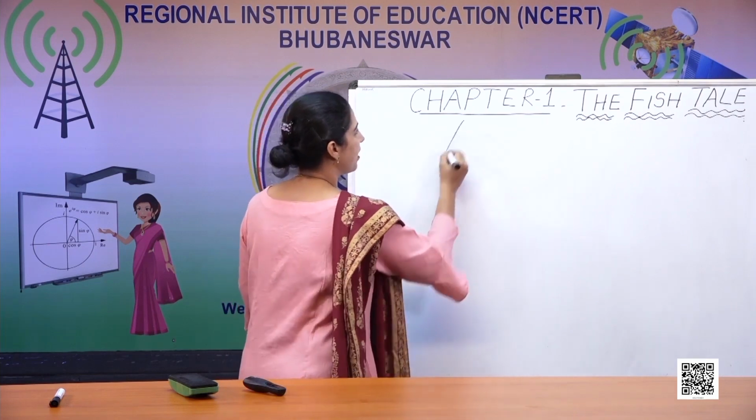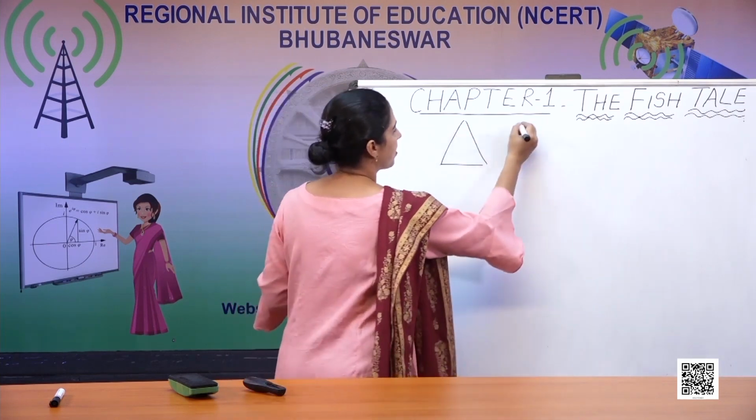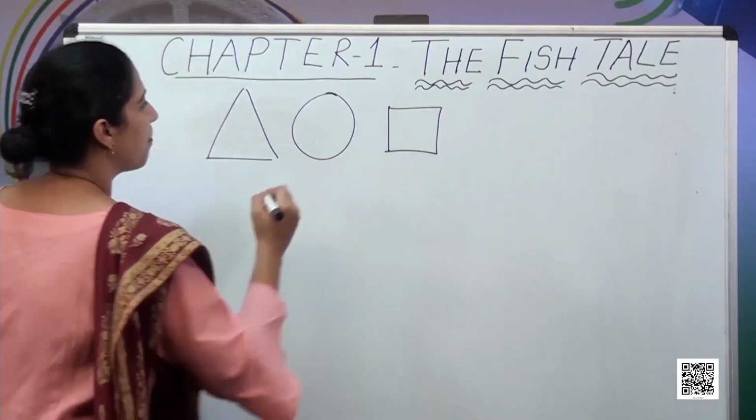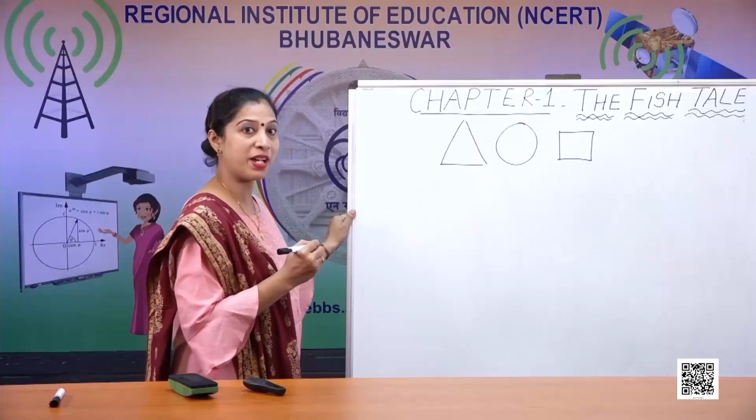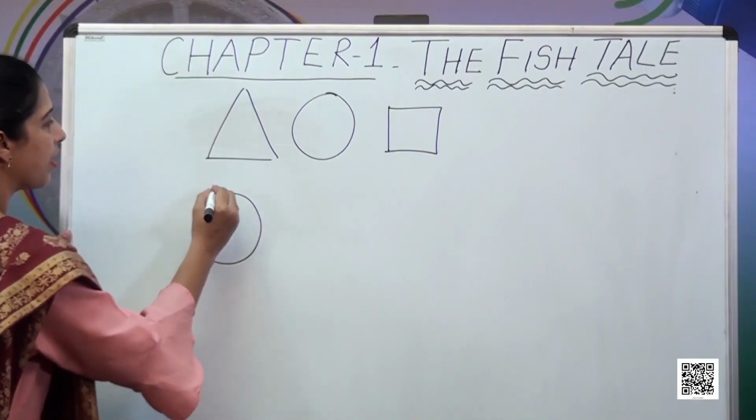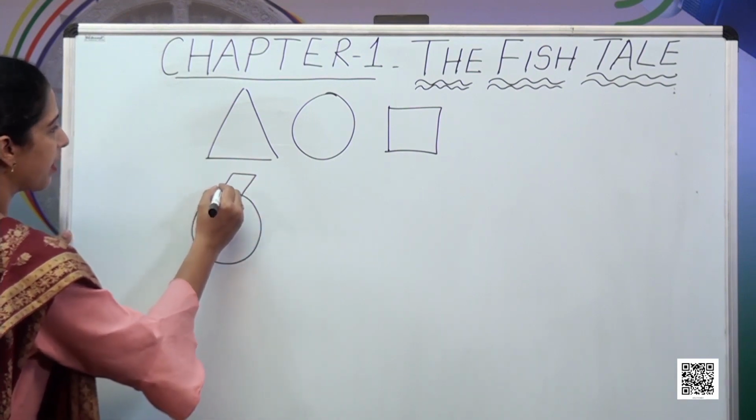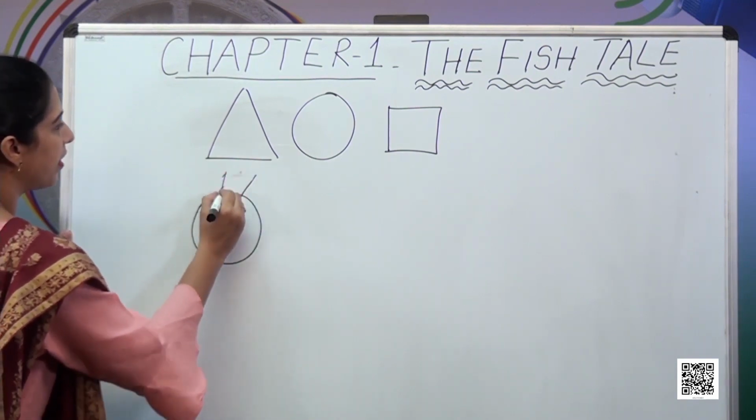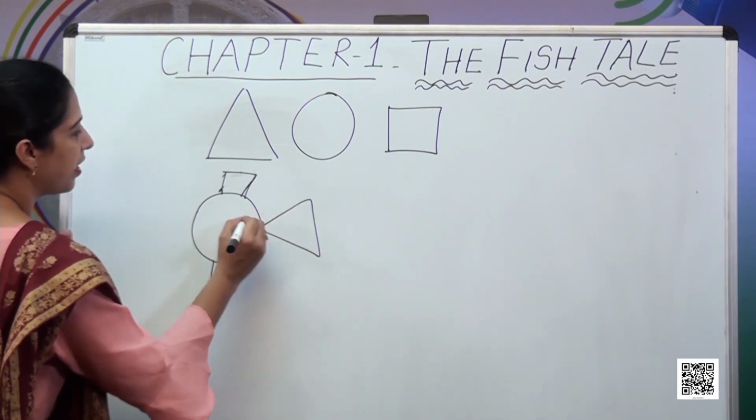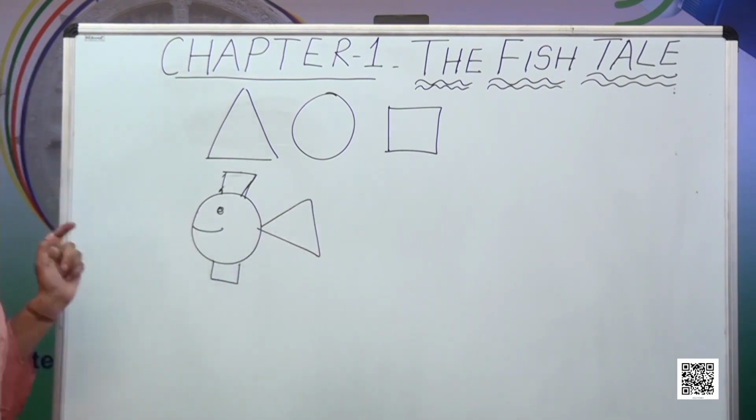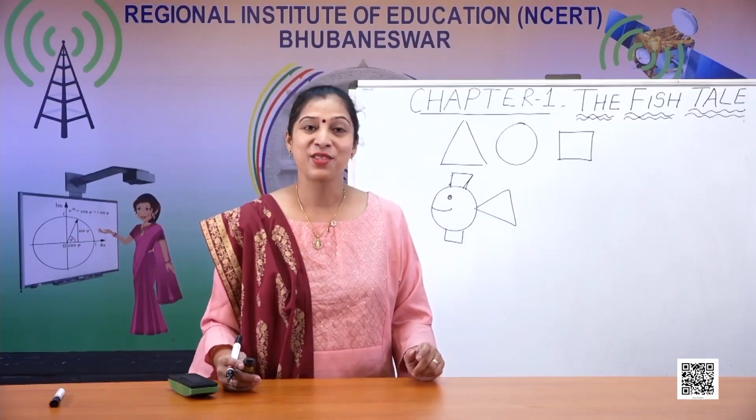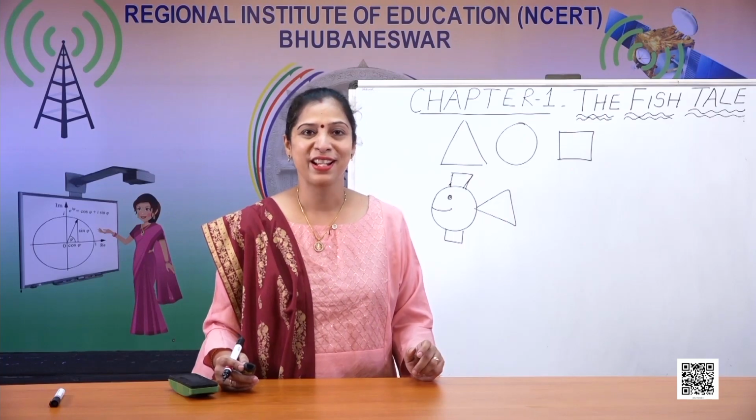We can take one triangle, then one circle. Maybe we can take another square to make a fish. Can we make one? Of course we can make one. We have to just put it like this, one square here. This is one square here and one square here and one triangle here. This is one of the fish which I can make with these shapes. You can make your own, isn't it? So it is very interesting.